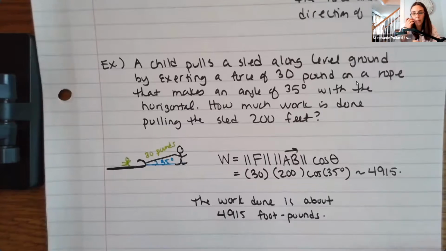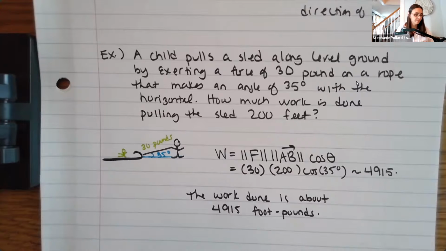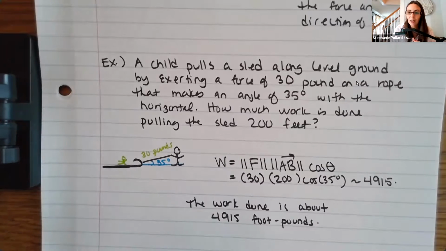And the units there would be foot pounds because we're traveling in feet and the force is given in pounds. So just a quick application there. Using our vectors again and using the different forms of the dot product formula.